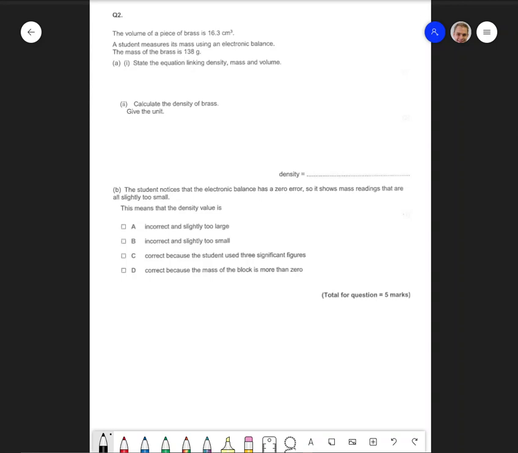Okay, then we've got something from Year 9. We've got the volume of a piece of brass, and we measure its mass. The mass is 138 grams. Density, mass, volume. So density is equal to mass over volume.